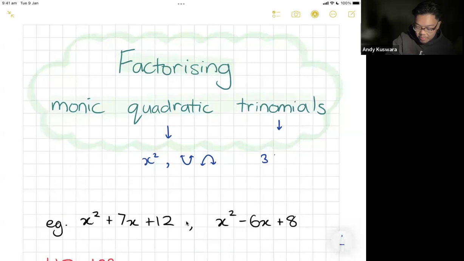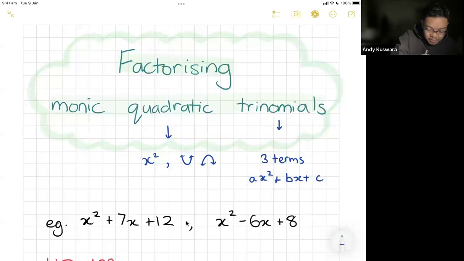What is a trinomial? Well, trinomial means three. And so we're talking about these three terms where you're going to have some sort of x squared term, you're going to have some sort of x term, and you're going to have some sort of term that doesn't have any x's. Okay, so there's three terms, one with an x squared, one with an x, one with nothing. And then monic just means that I have one lot of x squared.